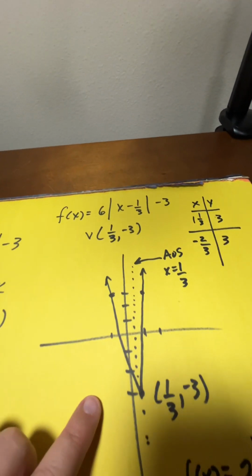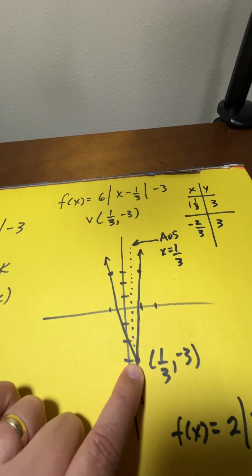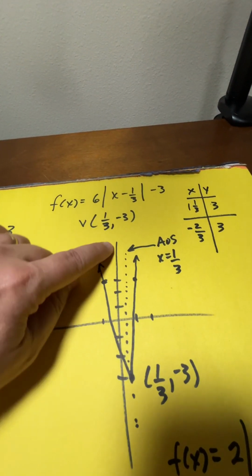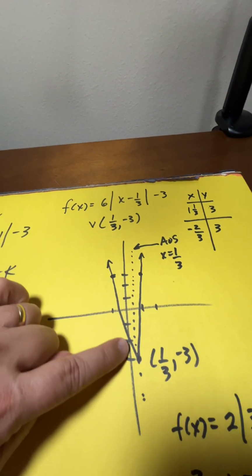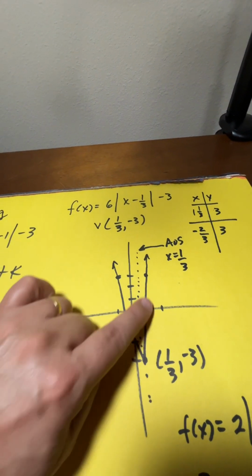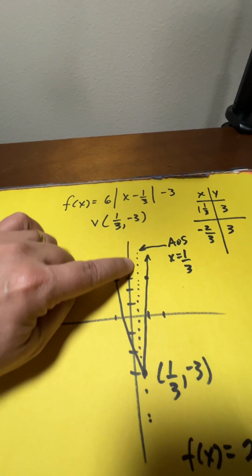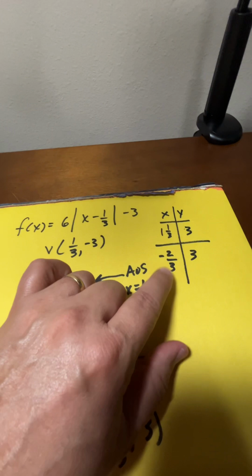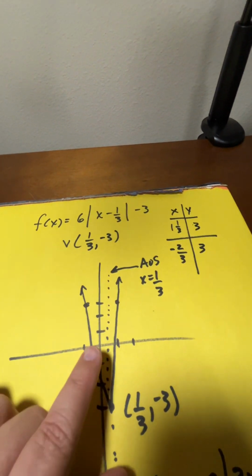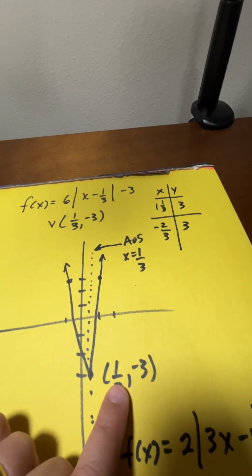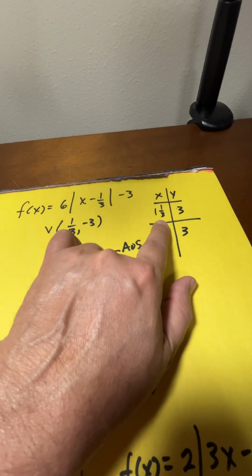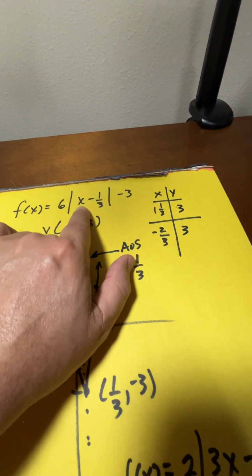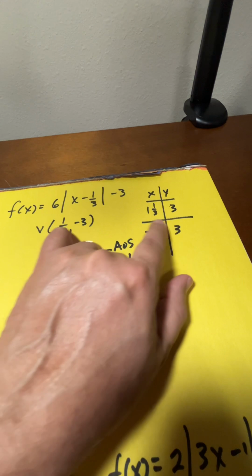So if I plot that, I get here, and my axis of symmetry goes right down the middle at 1/3. So the axis of symmetry is this imaginary line, X equals 1/3. And then I do a table. I pick one value to the right of this vertex, which I picked 1 1/3 and plugged that in and calculated it and got 3. Here's how I did that.